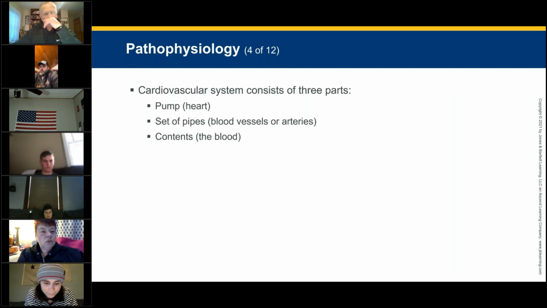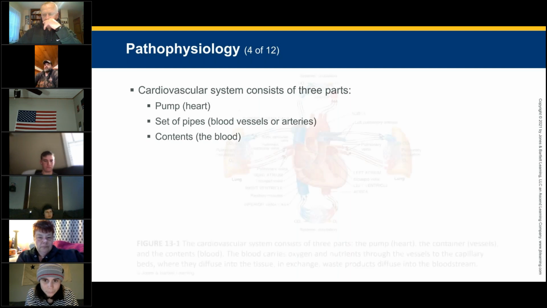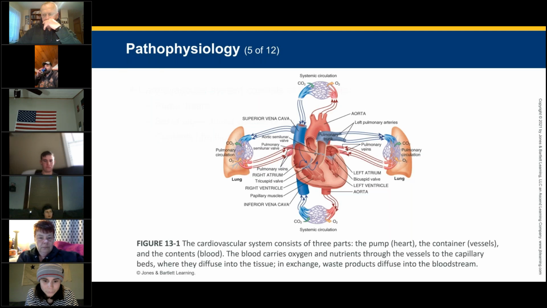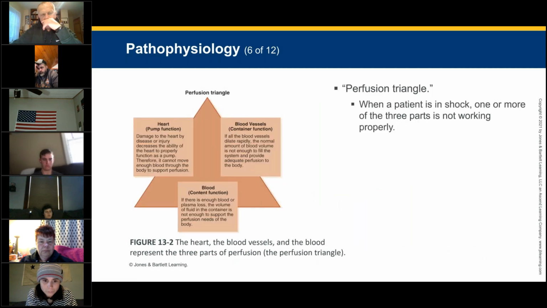The cardiovascular system has three parts. You've got your heart, which is the pump, your blood vessels, which are the container, and the blood, which is the content. There's a nice little diagram of the whole system working as a whole. The perfusion triangle. Basically, there's the three parts.